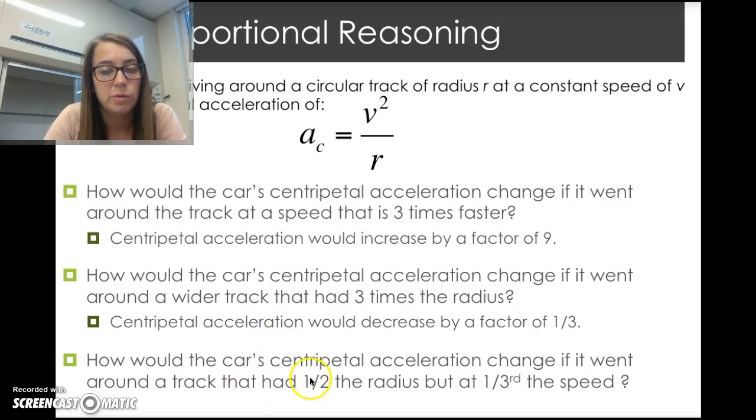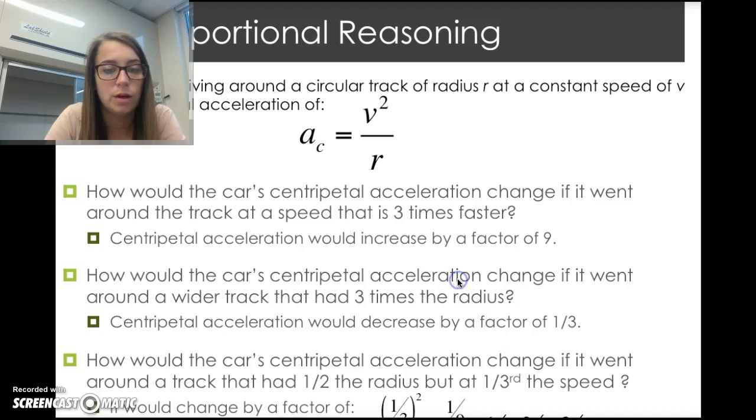How would the car's centripetal acceleration change if it went around a track that had half the radius, but it's going at 1/3 the speed? I want you to go ahead and try this one. So we're going to change radius to 1/2 and velocity to 1/3. So try calculating that out to see what's going to happen to the acceleration. Pause me and go.